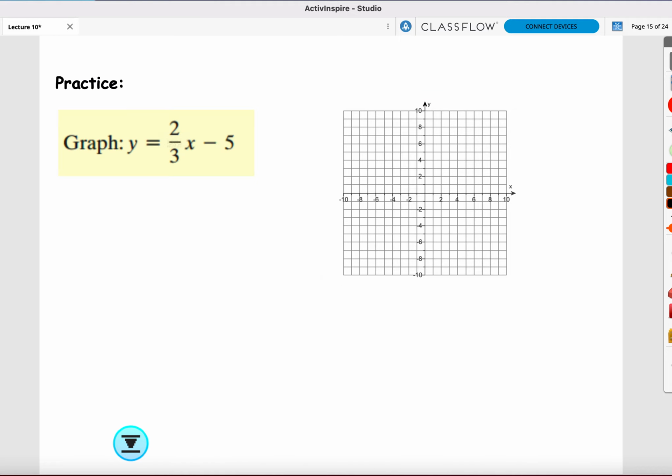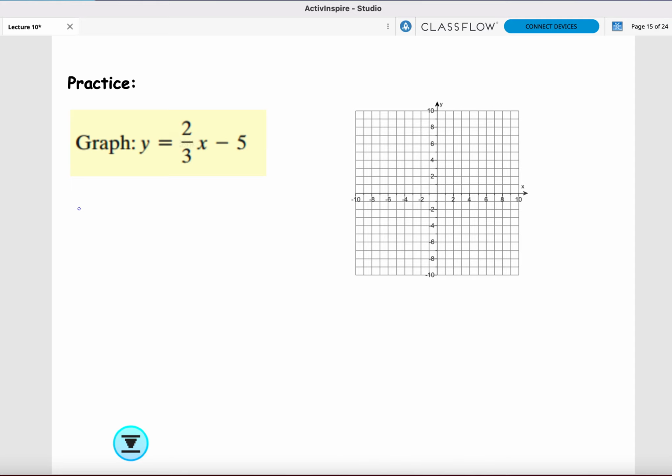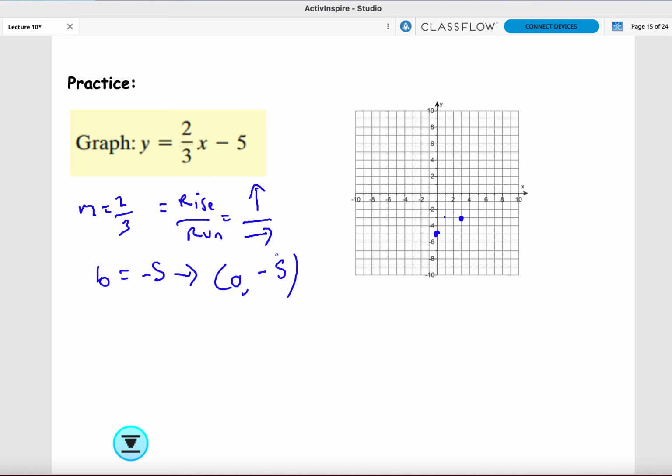Practice here, right? So m is next to x, right? So m equals 2/3. b equals -5. So as an ordered pair, that's (0, -5). That's going to be the first point that we graph. Slope is up 2, rise 2: 1, 2, run 3: 1, 2, 3. Notice that we always run to the right, right? So it's rise and run. So it's going to be up and then to the right. Now, if it's a negative slope, it's going to be a fall. You're going to go down, but we still run to the right, okay? So then you draw your line to connect the 2 dots, and you're good to go.